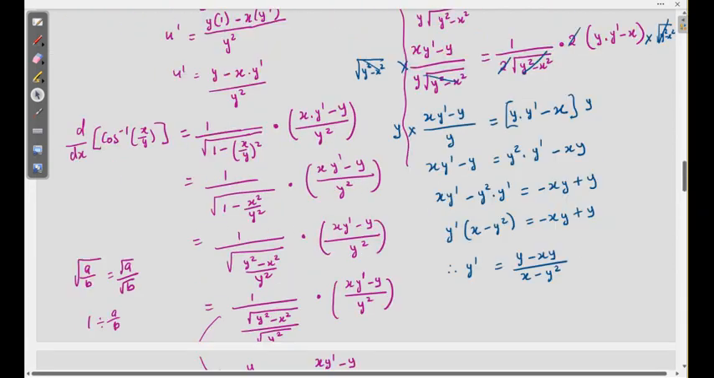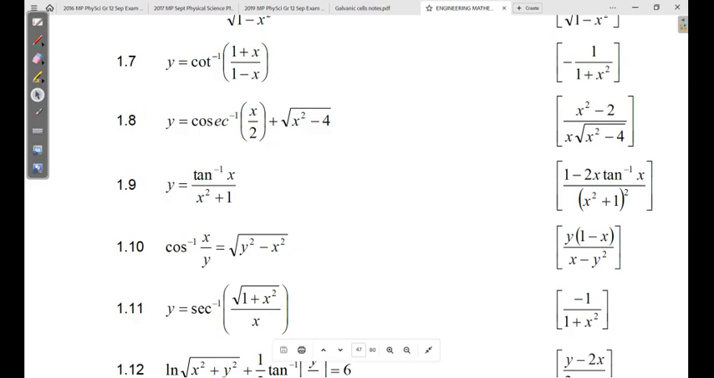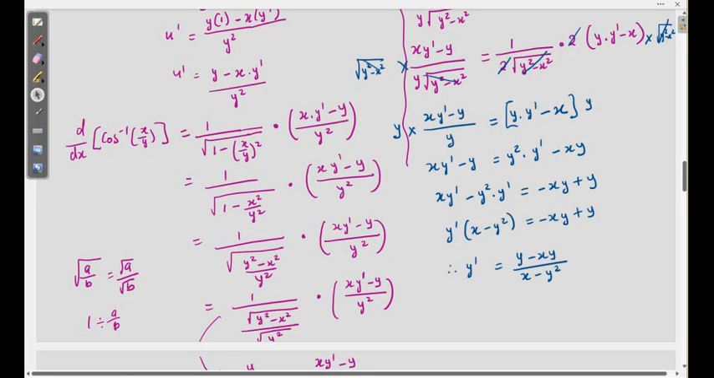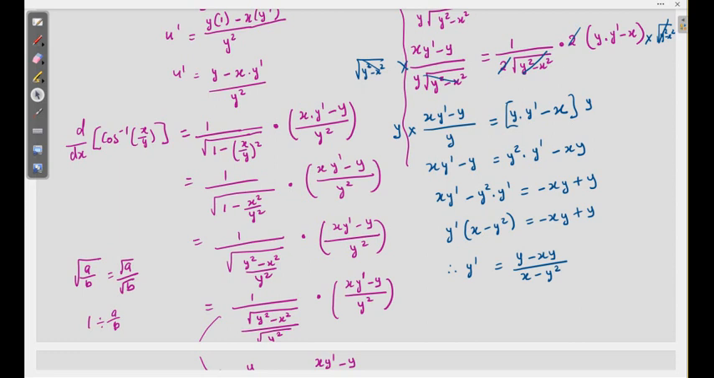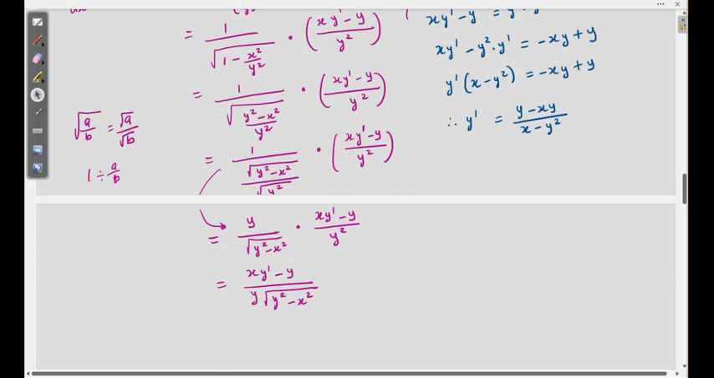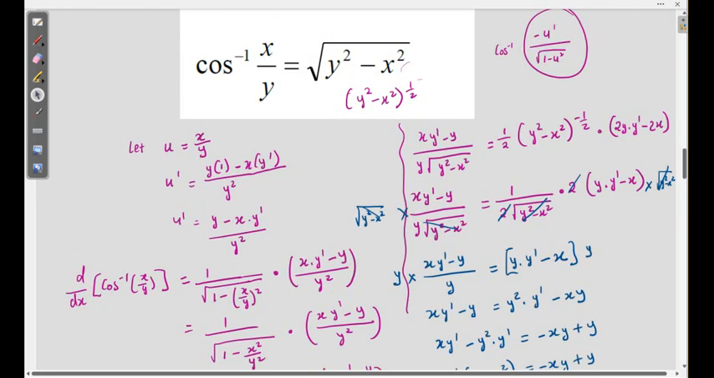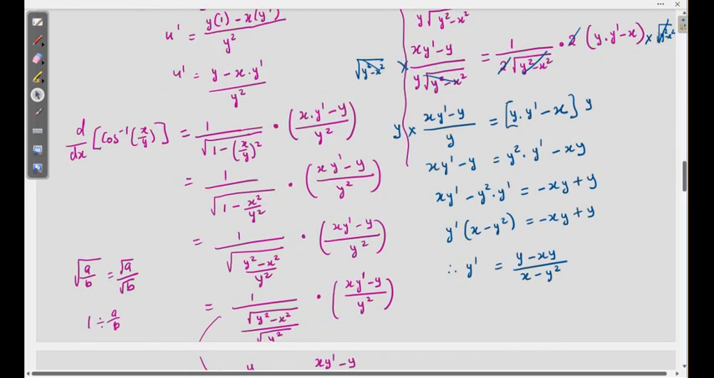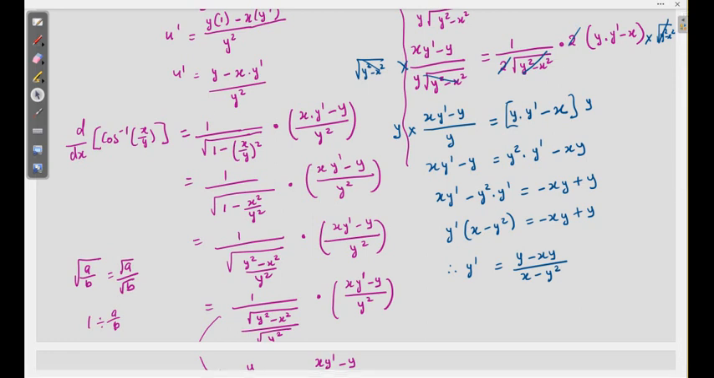Okay. I don't know if it's correct. Can you please check for me? Yeah, basically they just factored out the y, but it's pretty much the same answer. Same thing. All right. I'm just trying to see if there's a different one, just as a last question.